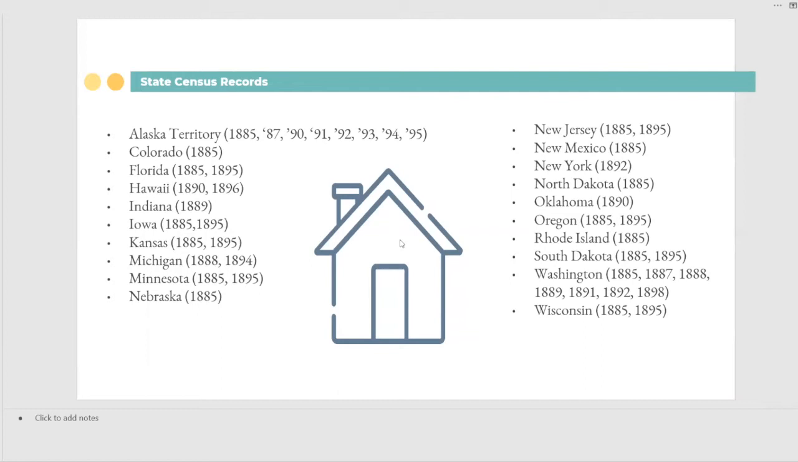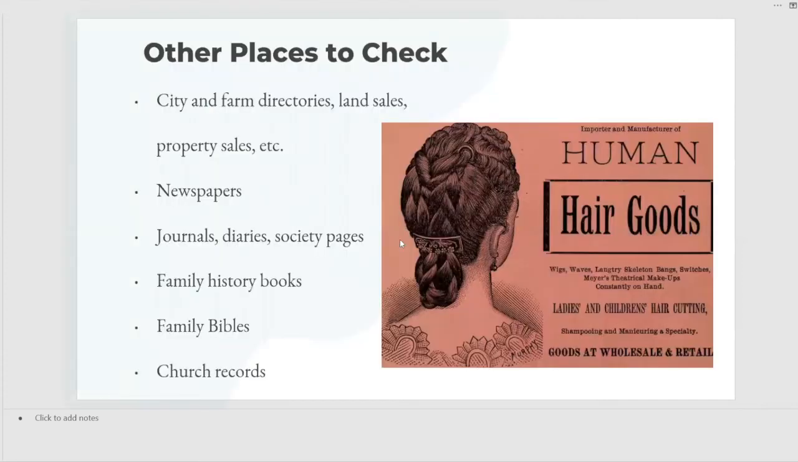There are also a lot of states, Pennsylvania being one of them, where I'm from, that just really never took one. So it's kind of luck of the draw, but this is another thing to check if your family is from one of these areas. Other things you can check: city and farm directories, land sales, property sales. So start looking around the last place that you knew that your family was and see if you can establish a timeline for their movements through some of those databases.